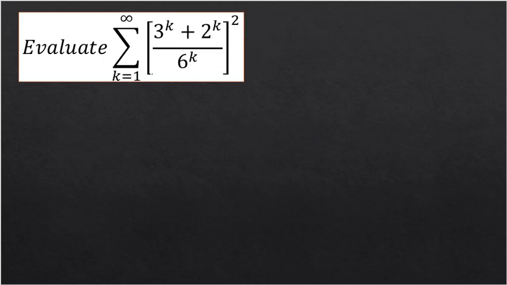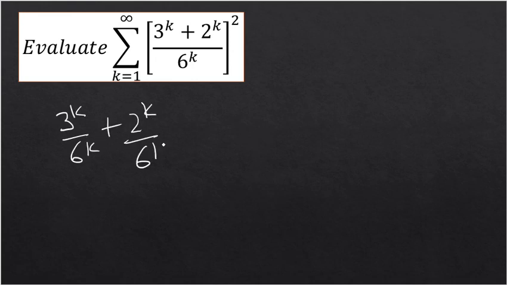First of all, we need to simplify the one which is found in the bracket. How to simplify? We can write it as 3^k over 6^k plus 2^k over 6^k. That is the first step. Then the whole squared will not be forgotten. Both of these fractions have the same exponent, k.